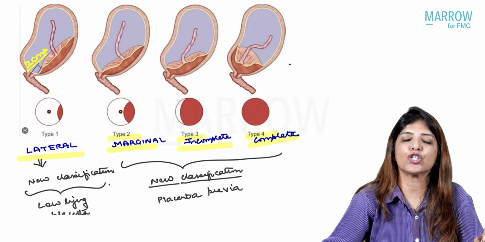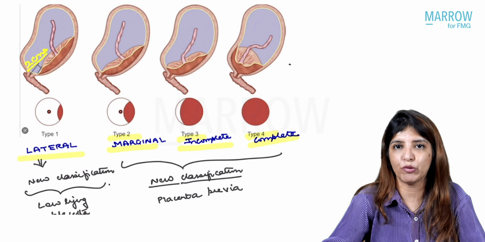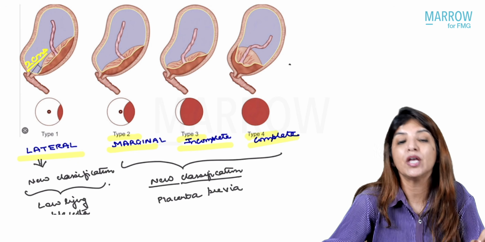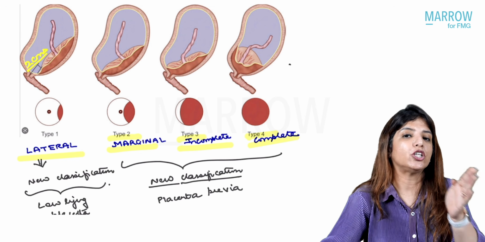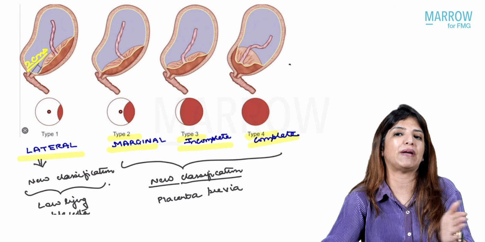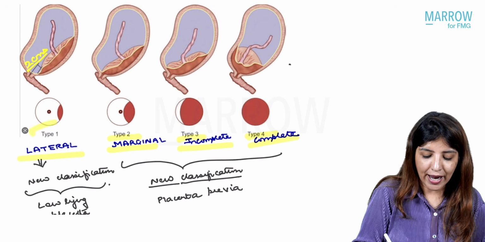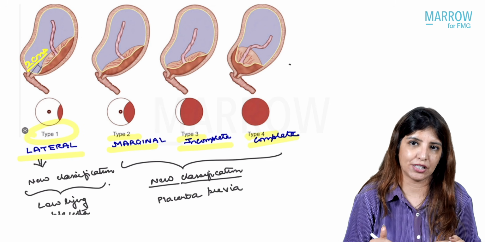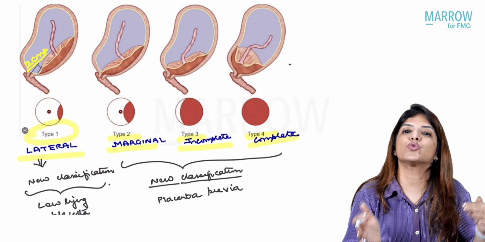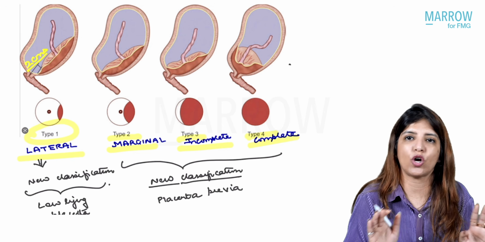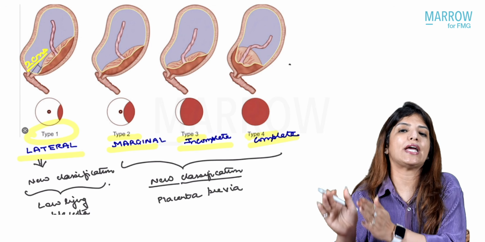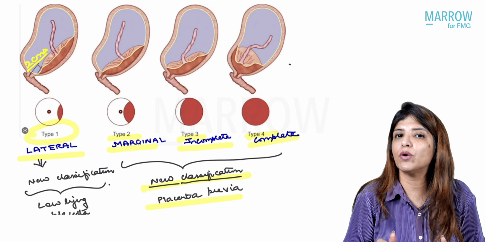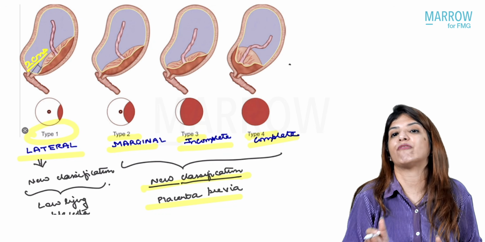Now this classification is the older classification and you have to remember it, but then you also have to know the newer classification for placenta previa. In the newer classification, there are only 2 categories, low-lying placenta and placenta previa. Remember, type 1, which was in the older classification, is now called low-lying placenta, which means that the placenta is within 2 centimeters of the internal os, but it is not touching it. Type 2, type 3 and type 4 are now classified as placenta previa.